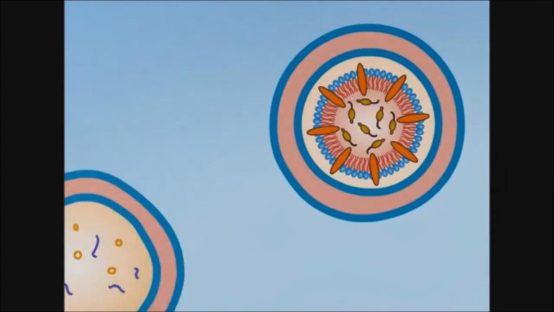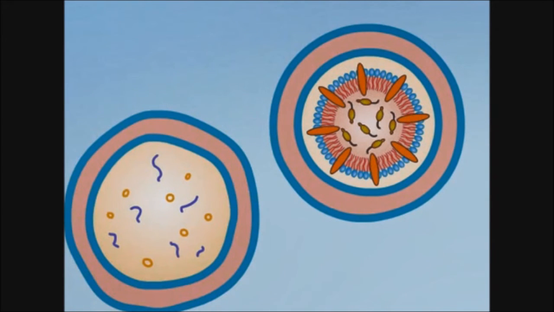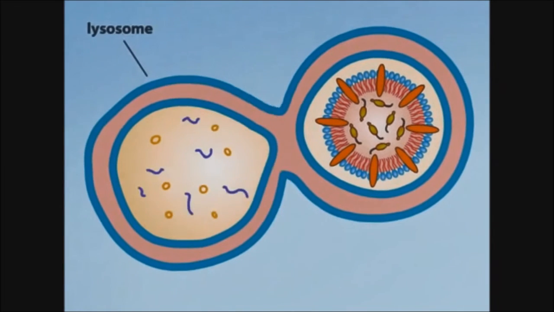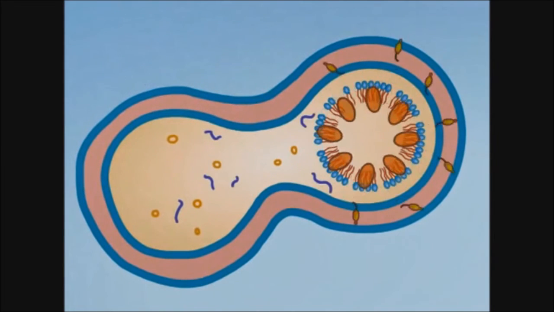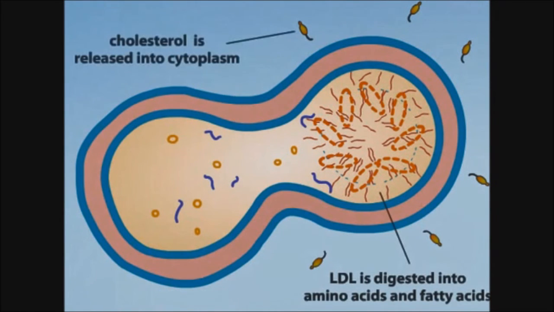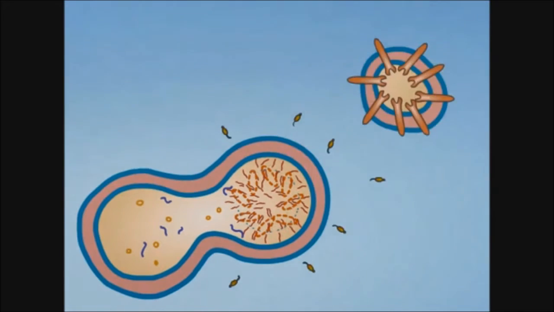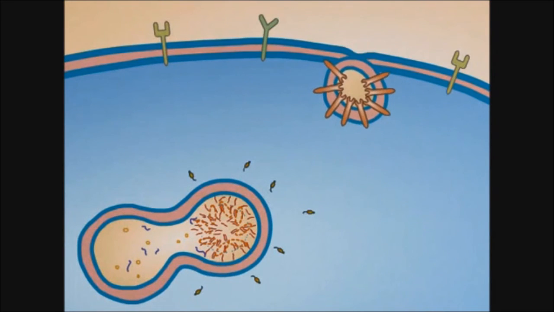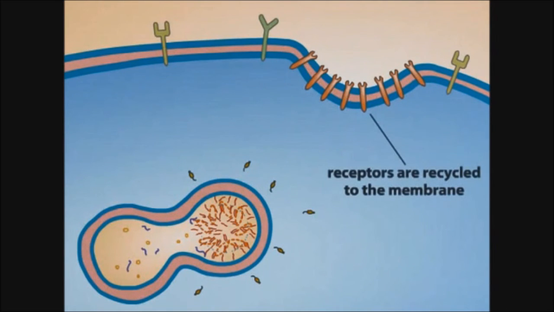After the receptors are released, the vesicle carrying the LDL particle fuses with a lysosome. A lysosome carries enzymes capable of digesting the LDL particle into amino acids and fatty acids. At the same time, the cholesterol is released into the cytoplasm, and the cell either uses the cholesterol immediately or stores it for later. Meanwhile, the cell's LDL receptors are returned to the plasma membrane. Once in the plasma membrane, they can take in more LDL particles by receptor-mediated endocytosis.